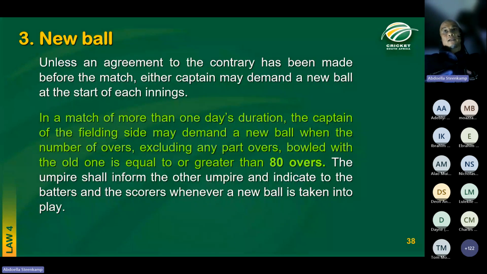The option is there, but the fielding captain does not have to exercise it. So if you get to 80 overs, the option is there. If the fielding captain tells you, umpire, yes, we want to take the new ball, you will then take the new ball. If the fielding captain doesn't want to exercise the option, no issue. Anytime after 80 overs have been bowled, the fielding captain can exercise the option. So if, let's say, after 83 overs the fielding captain wants to take the new ball, no problem. You'll allow the captain to take the new ball.